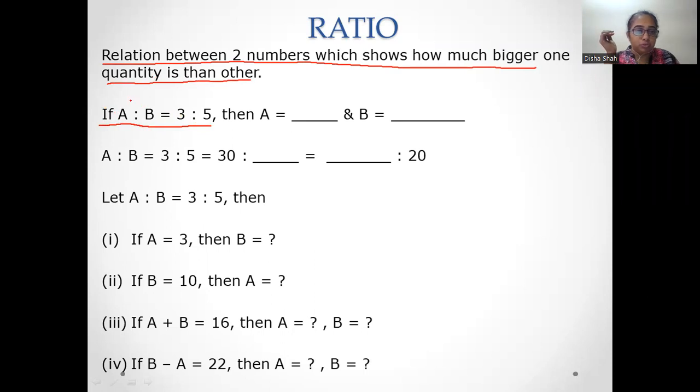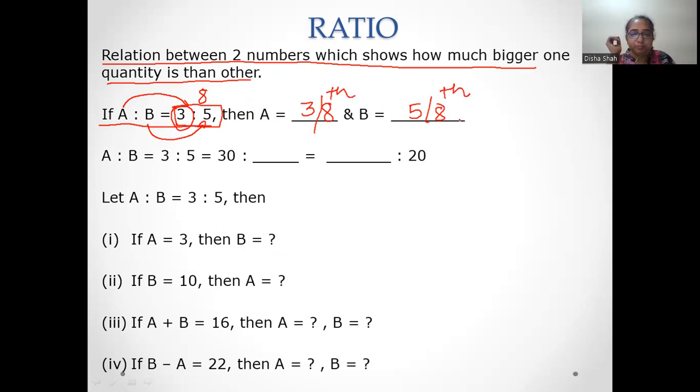If A is to B is 3 is to 5, it means that if A gets 3 parts, then B gets 5 parts. So total मिला के कितने part हो रहे हैं? 3 plus 5 is 8. So total part is 8, out of which A is getting 3 parts and B is getting 5 parts. So this is how you can say that A will get 3 by 8 part and B will get 5 by 8 part.